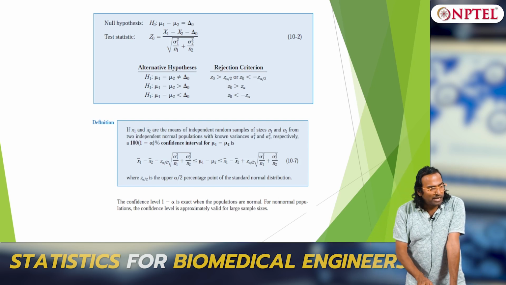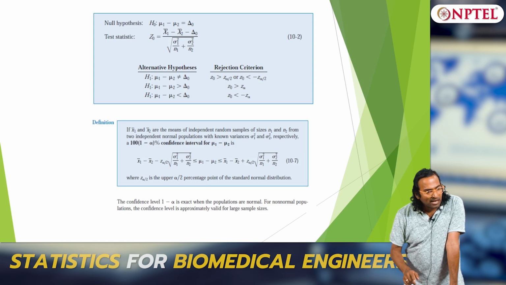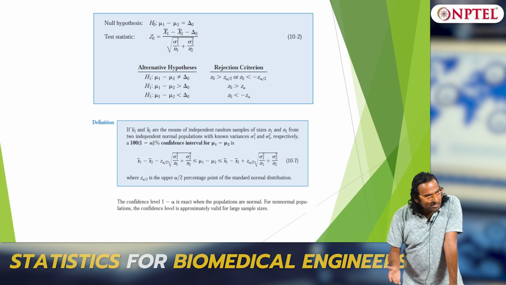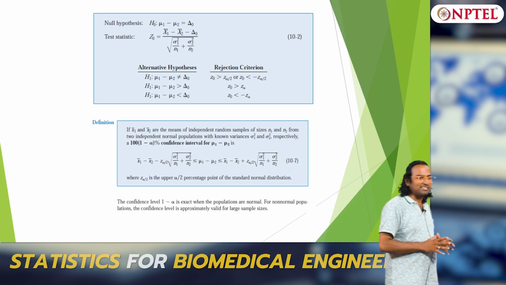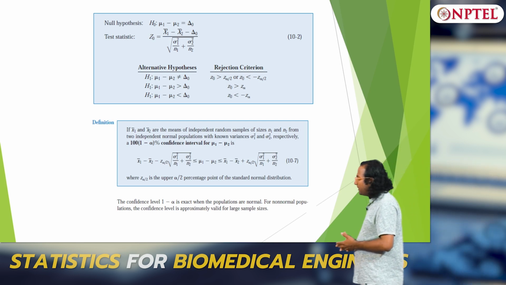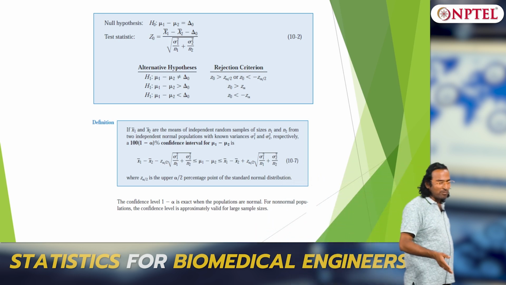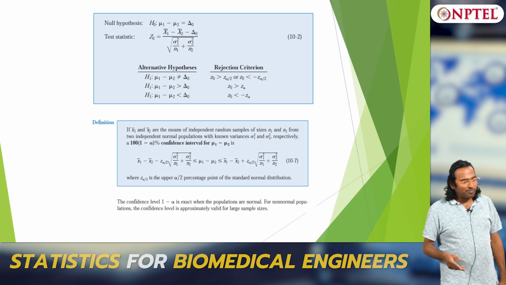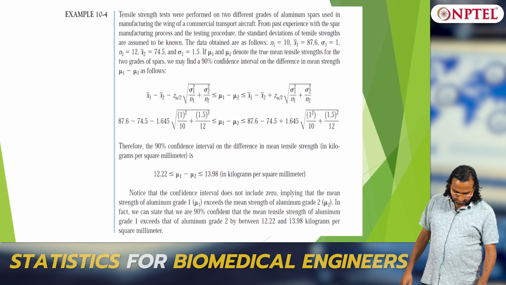Mu 1 minus mu 2 will lie between x1 bar minus x2 bar plus or minus z alpha by 2 into sigma over root n. In this case sigma is the square root of sigma 1 squared over n1 plus sigma 2 squared by n2, that is all. So it is just an extension. Instead of mu 1 we have mu 1 minus mu 2 lying between x bar plus or minus z alpha by 2 into sigma over root n. You simply replace x bar with x1 bar minus x2 bar, plus or minus z alpha by 2 into the square root of sigma 1 squared by n1 plus sigma 2 squared by n2.